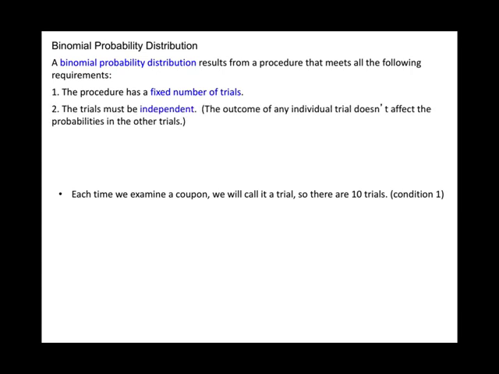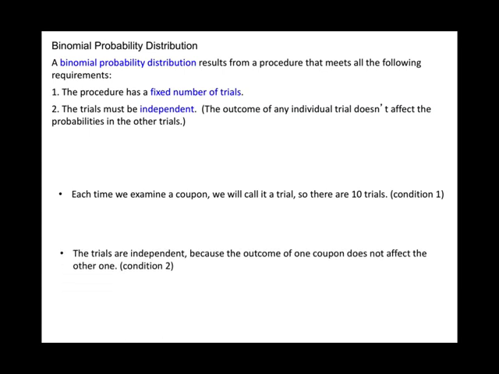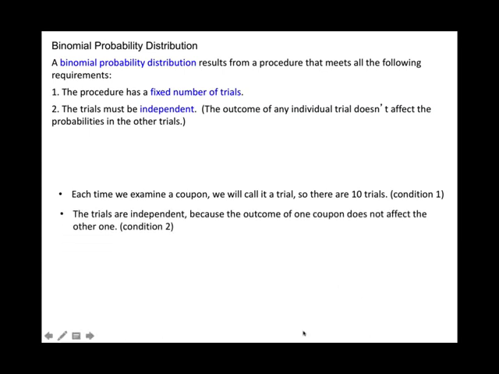Second, the trials must be independent. So the outcome of any individual trial doesn't affect the probabilities in the other trials. For example, if you are the first one who got the coupon, you have a 20% chance to get the free burger. And no matter whether you get the free burger or not, it doesn't affect the next one, who has the same percentage to get the free burger. This is called independent.